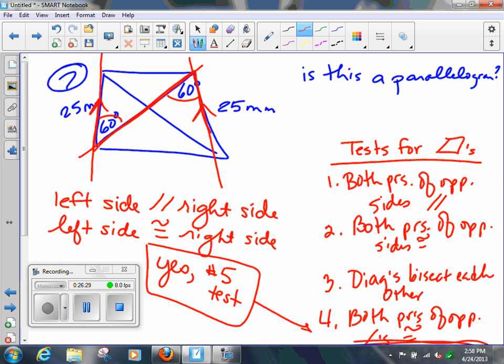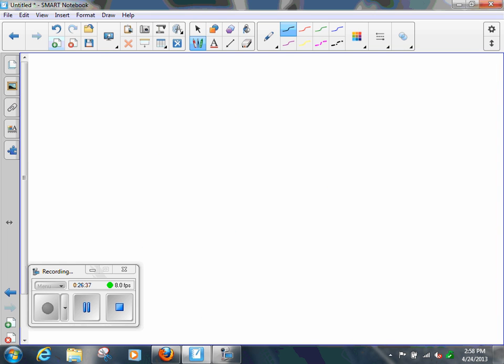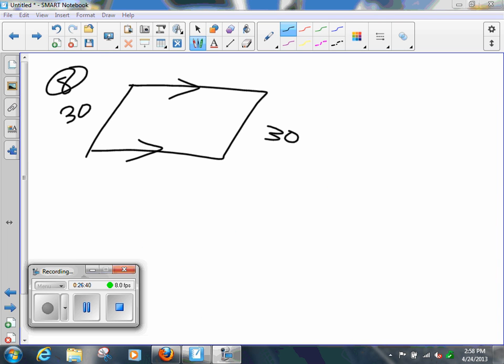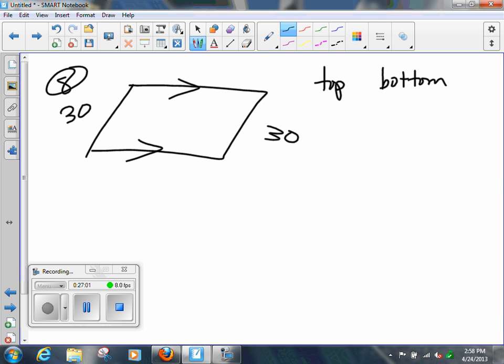Down there. Does that make sense, folks? Yeah? Look at the next one. Same tests, different picture. What do you know? Which sides? The top and the bottom are what? They're parallel. Write this down. And what do you know about the right and the left? They're congruent. The left is congruent to the right.